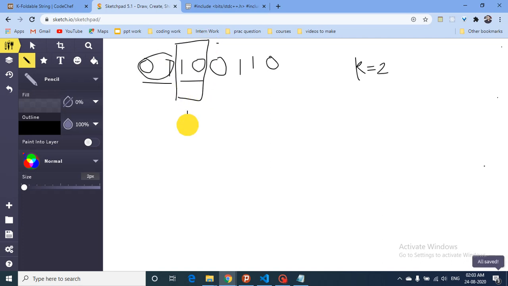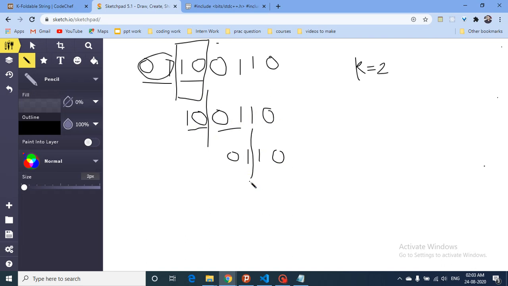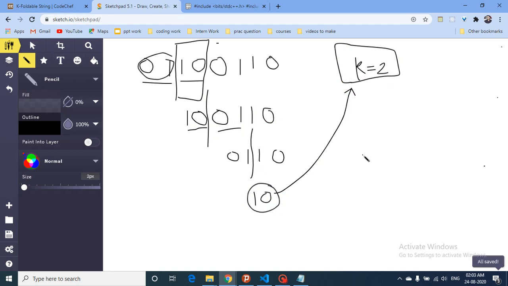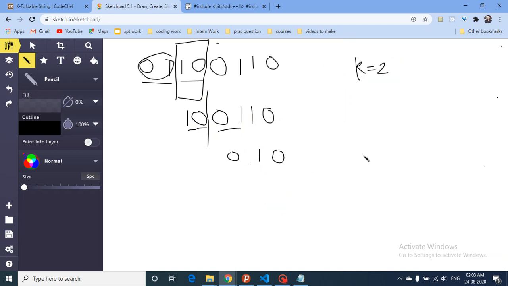So now the new string will be 1 0 0 1 1 0. Now take these two characters and those two characters. This is again a mirror image, so fold this upon this. Now 0 1 1 0 is remaining. Take this, it is also a mirror image, so it's 1 0, and now a string of length k equal to 2 is remaining, and thus as you can see it is k foldable. It is folding upon itself again and again until only a string of length 2 remains. Though the question seems complex, it is very simple. Let's see how you can proceed with this question.